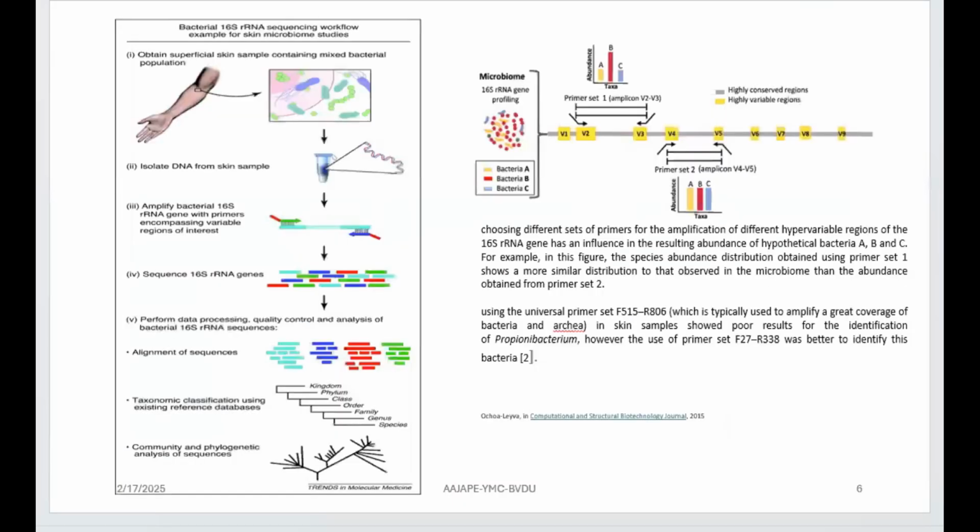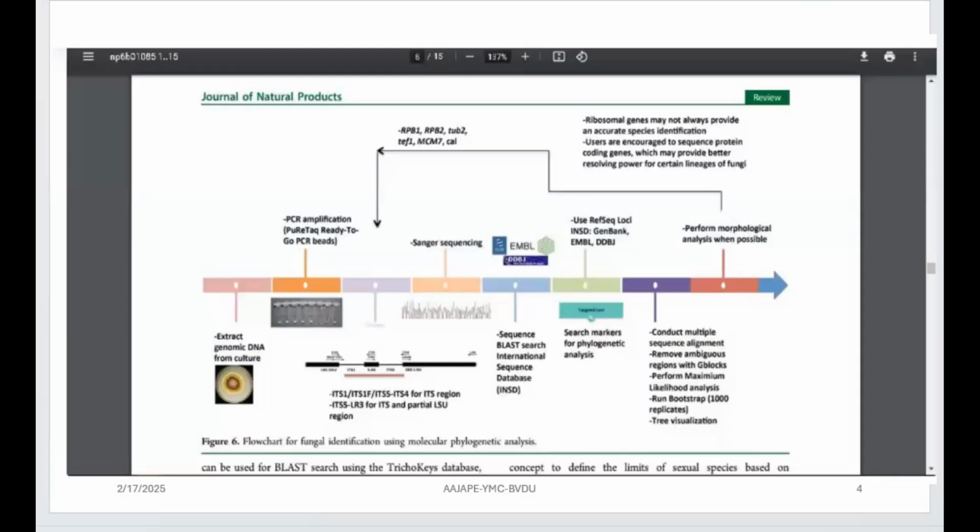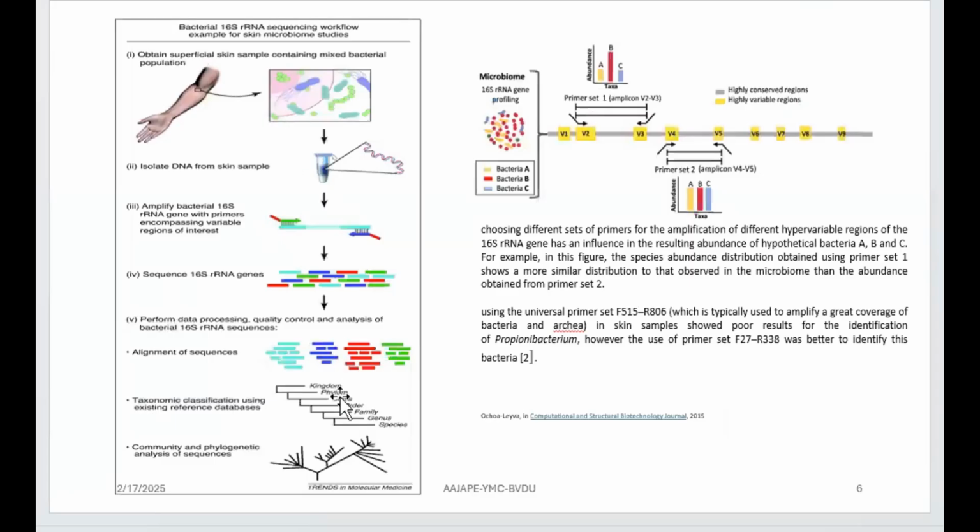Right now, next comes, this is a schematic, an easy way to represent the same thing. So this is a little difficult to draw in the exam, so maybe we can use this flowchart. Right now, it is again the same, how you are going to isolate, how you are going to amplify, and the sequencing of it and alignment of sequences, and then taxonomic classification using existing reference databases.